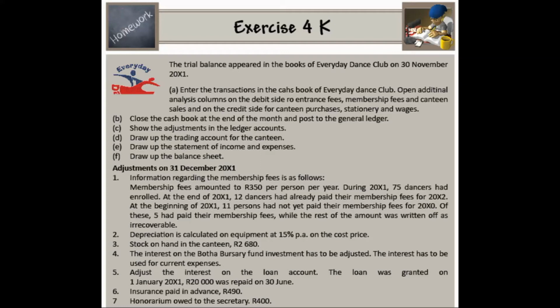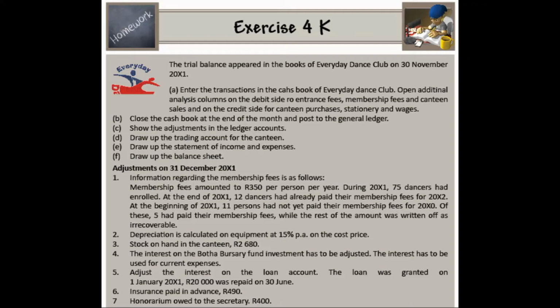And then we get to stock on hand in the canteen is 2680. The double entry for that adjustment is debit trading stock. You can write canteen in brackets. Debit trading stock canteen 2680 and credit closing stock 2680.